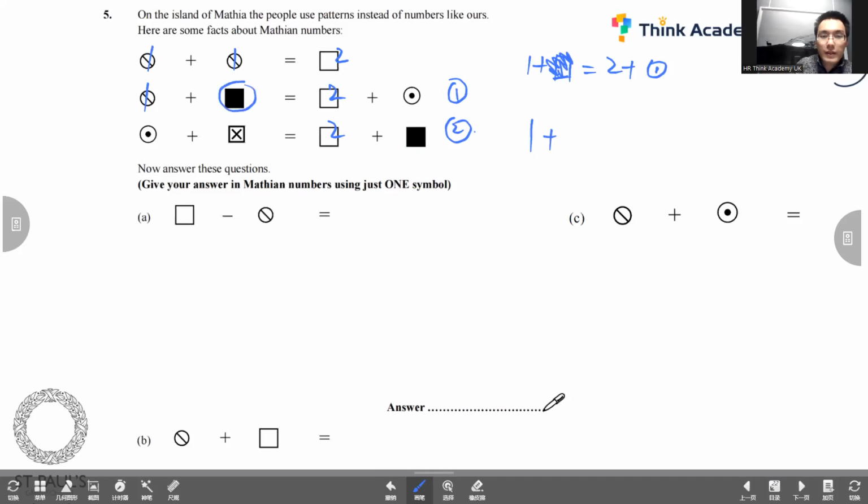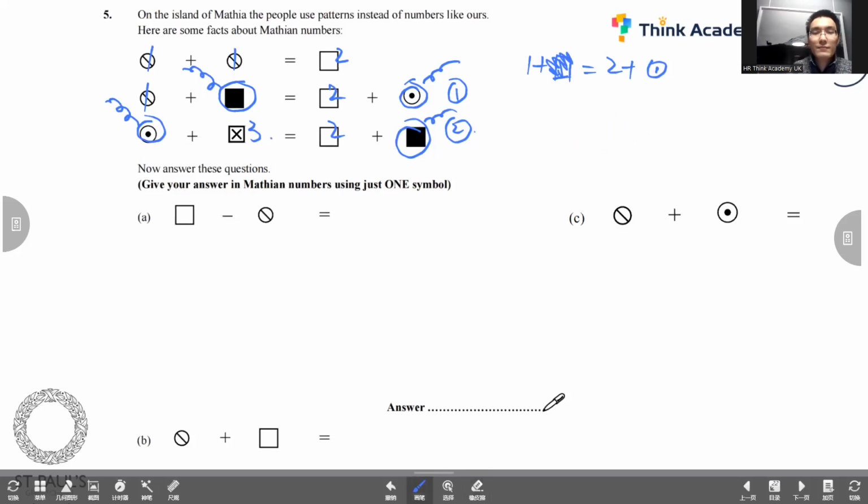We don't need to consider them. They have no effect on the equation. And same goes for the dotted circle. They can also be canceled out. So that gives us 1 plus the square with a cross in it equals to 2 plus 2, which is 4. So the crossed square equals to 3. Yeah, this is 3, which is good.